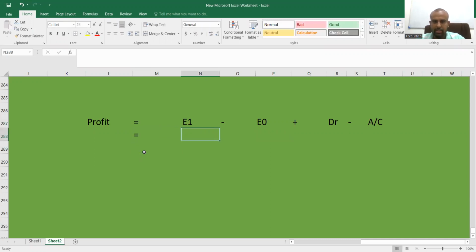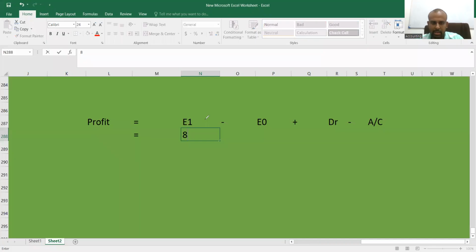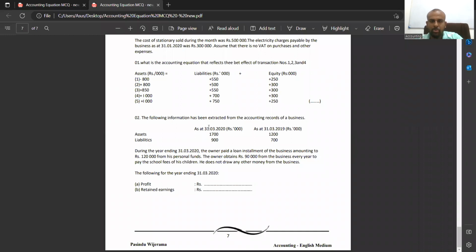Son, has the closing equity been given in this? No, but we can find it. How to find the closing equity? Closing equity equals closing assets minus closing liability. Closing assets 1,700, closing liability 900, so it is rupees 800. Closing equity 800. But again, what is the opening equity? Rupees 500. To calculate it, opening assets 1,200 minus liability 700 is 500.